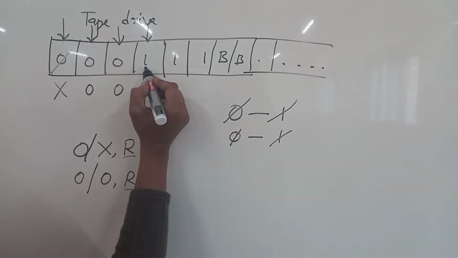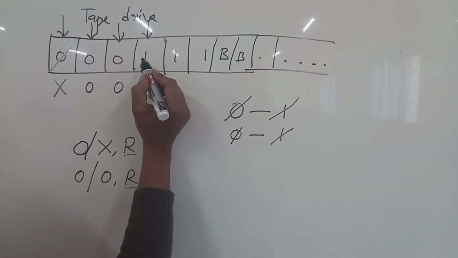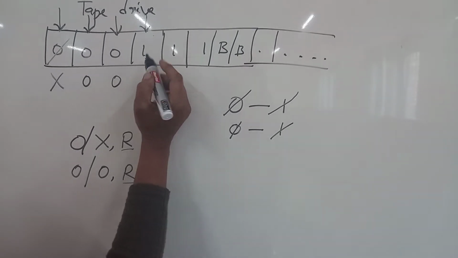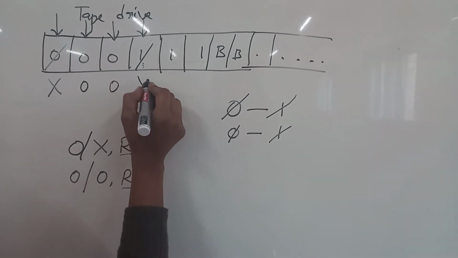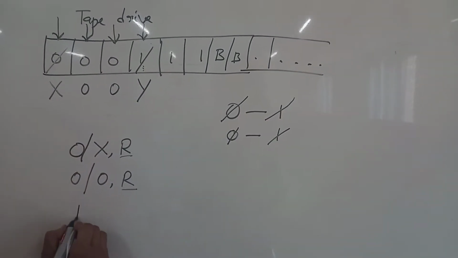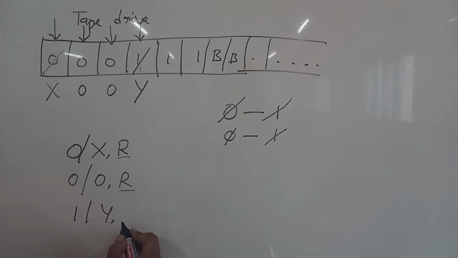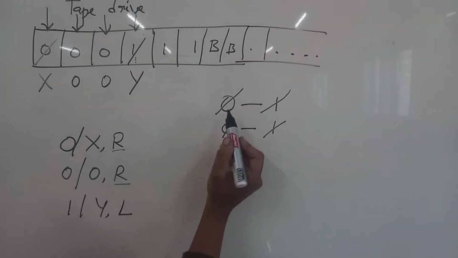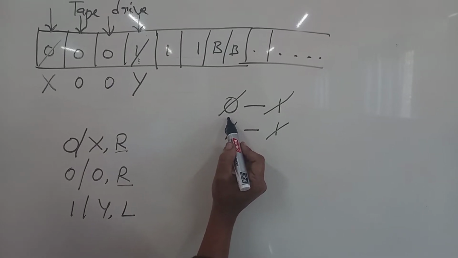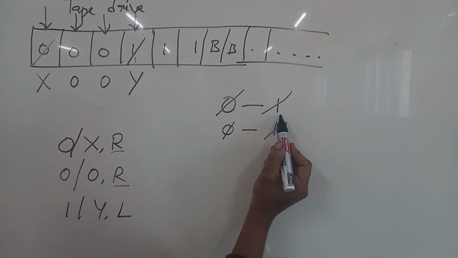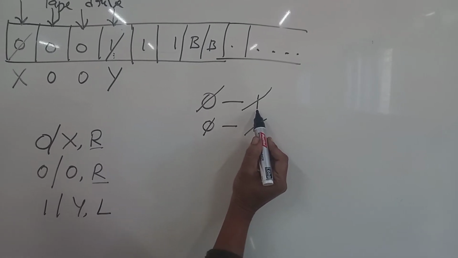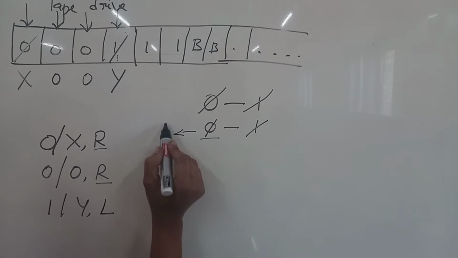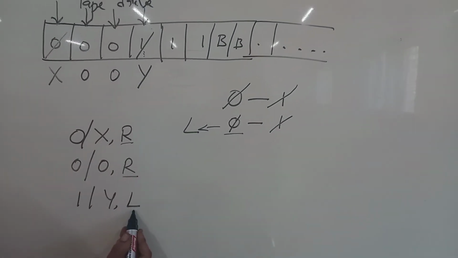Now the control head is pointing to this cell. Observe the cell: the symbol 1 is there. This indicates that we got the first occurrence of the symbol 1. For this 1, I will update with the symbol Y. Now I will move to the left direction, because the method is that for the first occurrence of the symbol 0, we need to find the first occurrence of symbol 1. Now we need to find the second occurrence of the symbol 0, and because of this reason, we need to move to the left direction.